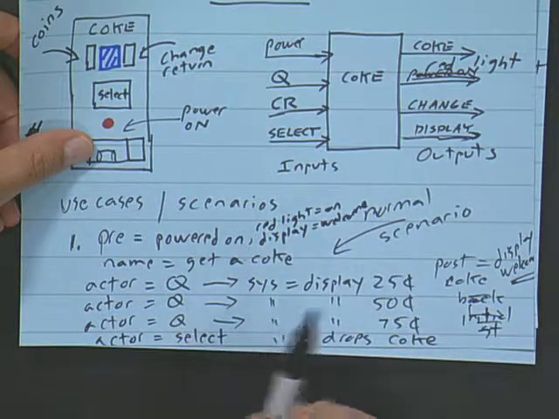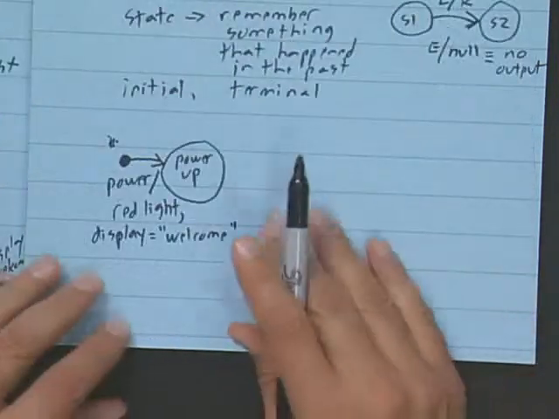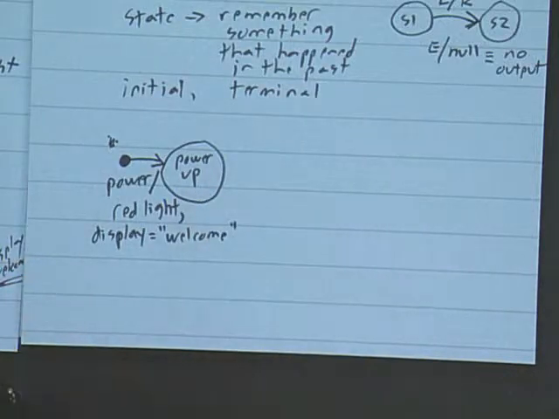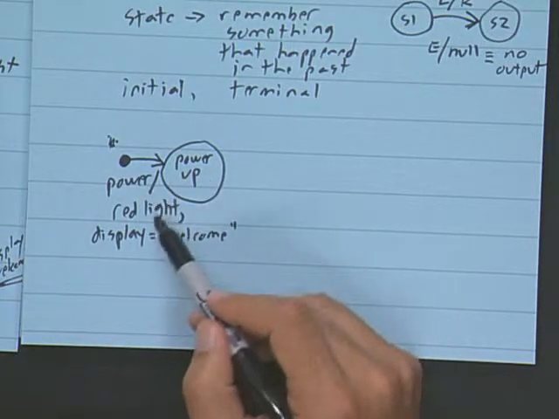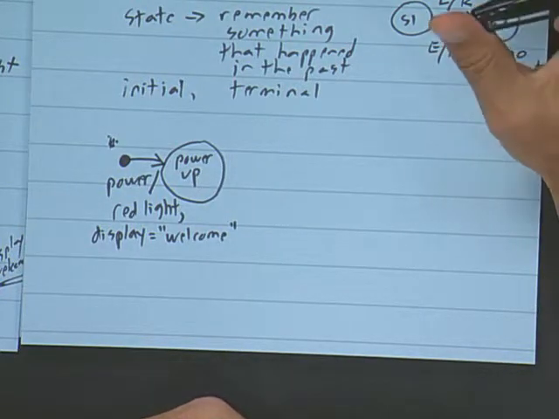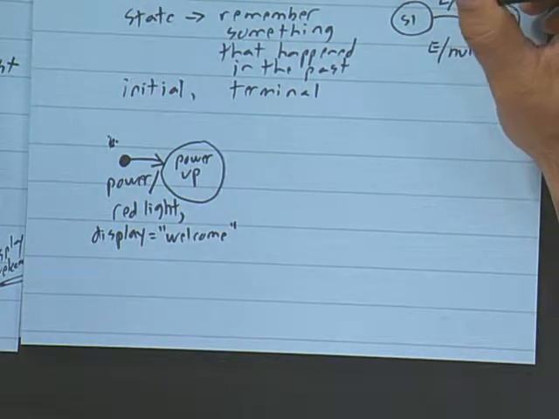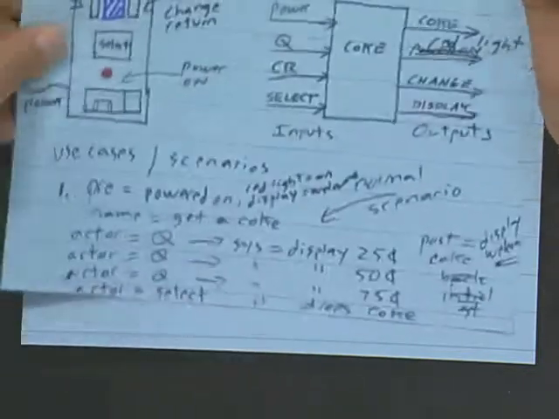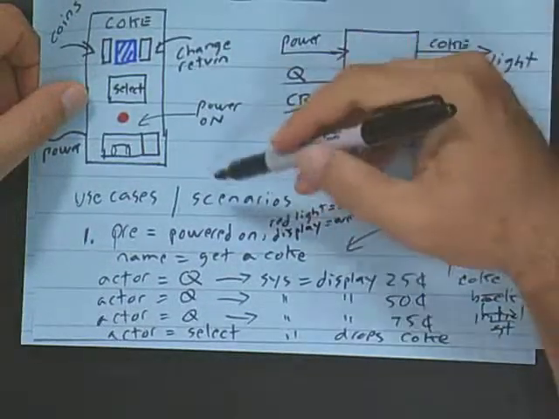That's a great precondition. And that represents the system when it's sitting at this state right here. It's powered on, the red light is on, the display is set to welcome, okay? So that's our precondition. We're sitting there. Now, let's go to the scenario.